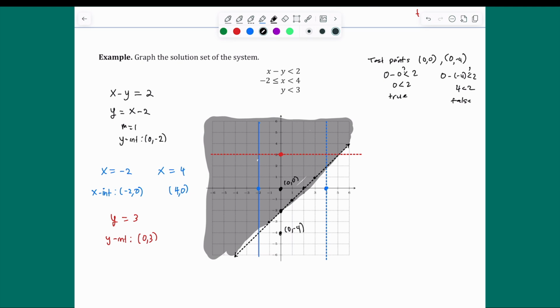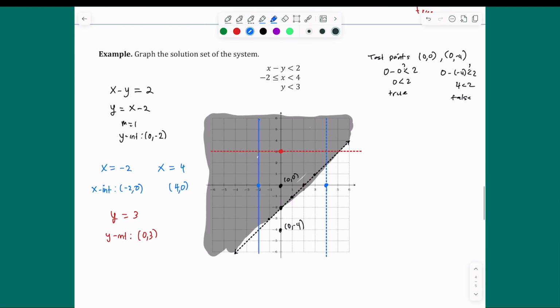Now let's take a test point, say, between the solid line and the dashed line. Let's go ahead and take, say, the point here, at 2, 4. And then we're going to plug it into our inequality, negative 2 less than or equal to x less than 4. Well, the good news is that we only have to worry about the x value. And by the way, I probably should take another point as well. Let me take this point as well.